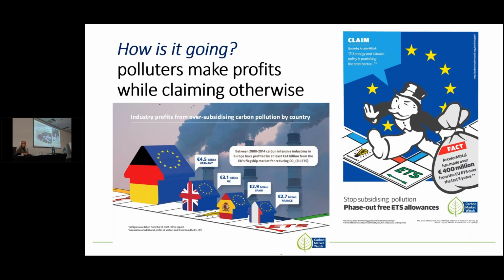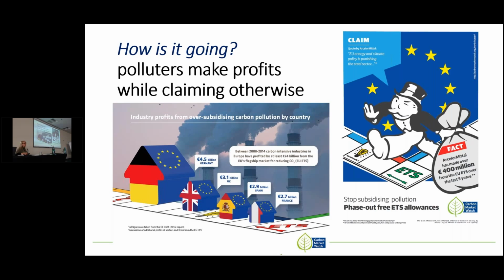And we have actually focused a lot of our campaign on this problem. And you have a couple of briefings at the back of the room about that. All in all, European industry has made 24 billion euros between 2008 and 2014 from the ETS system. This is, of course, not what the system is there for. Germany has made a lot of profit, followed by the UK, Spain, and France. There have been certain sectors that have made particularly high profits, for instance, steel, especially in Germany.